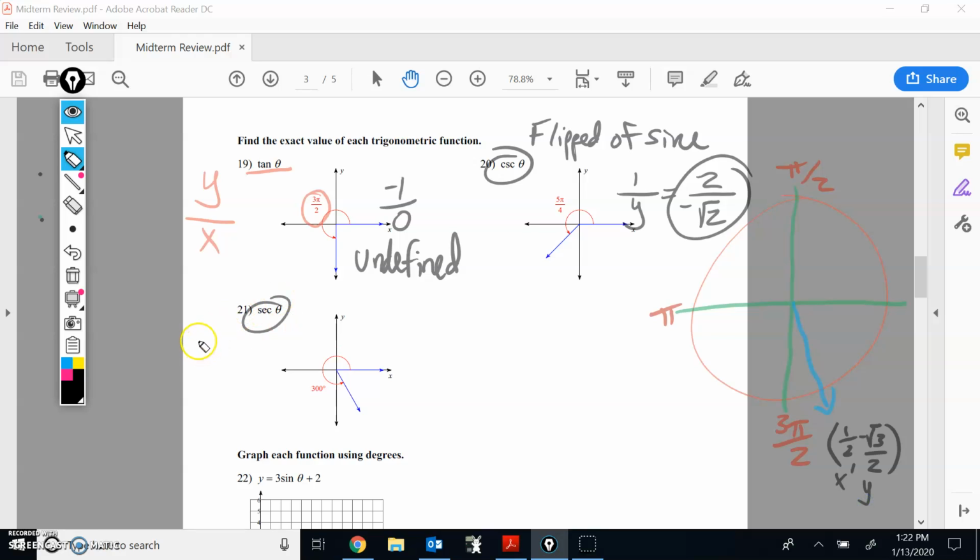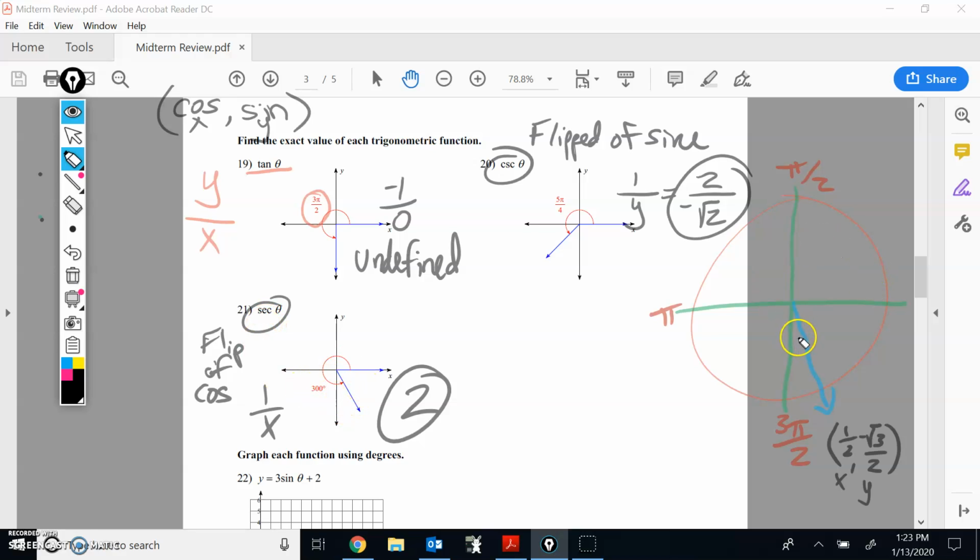But the secant is the flip of cosine. But we know cosine is the x, because if you recall, sine and cosine in an ordered pair, the cosine comes first, the sine comes second. The cosine's the x, the sine's the y. So if you flip the x, you come out to be the flip of 1/2, which is 2. So that's the secant at 300 degrees. You look at 300 degrees, and then that ordered pair looks like this from the unit circle. It's the flip of the x.